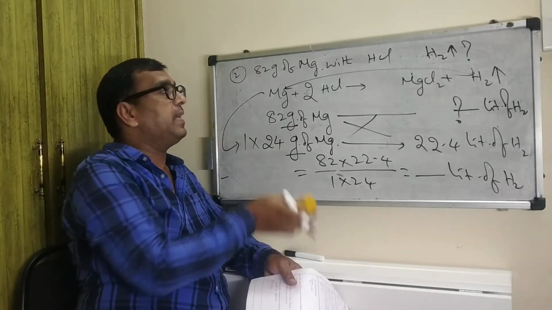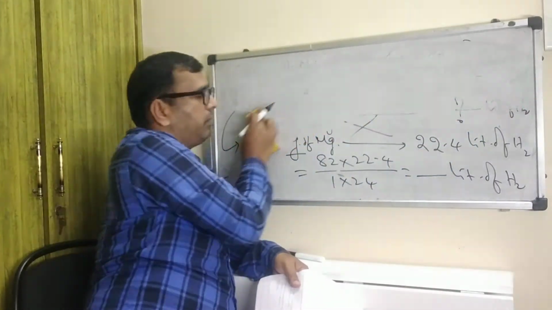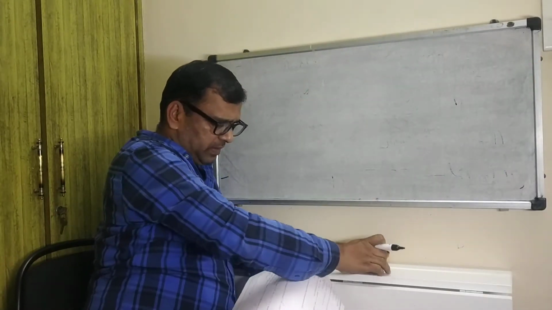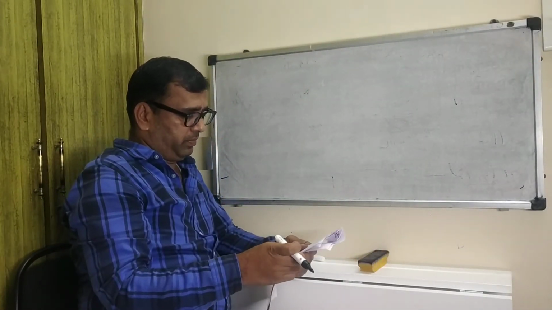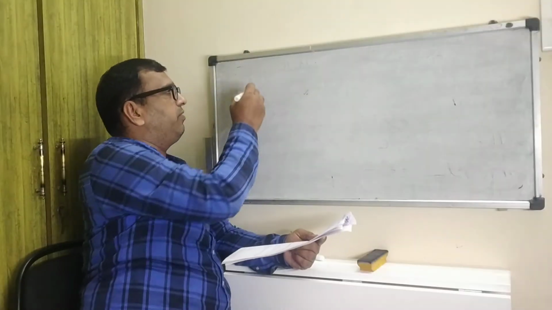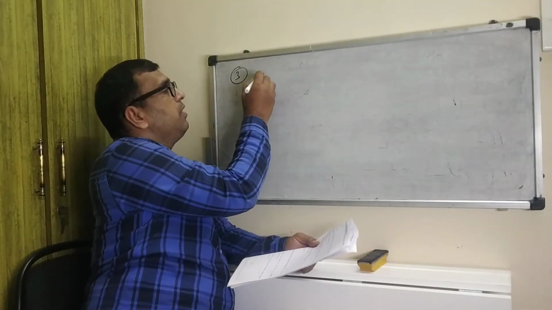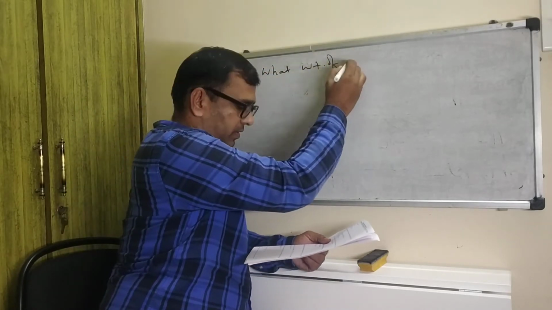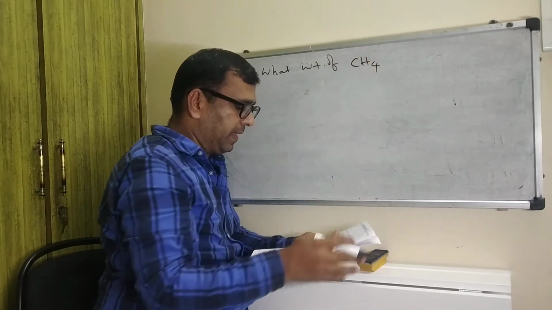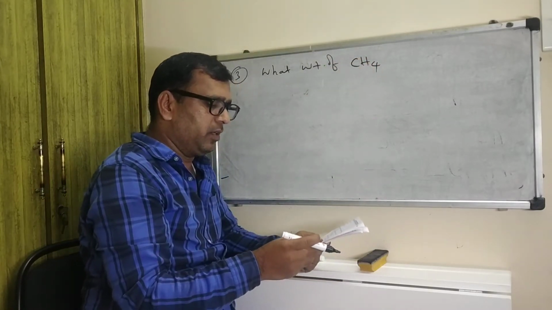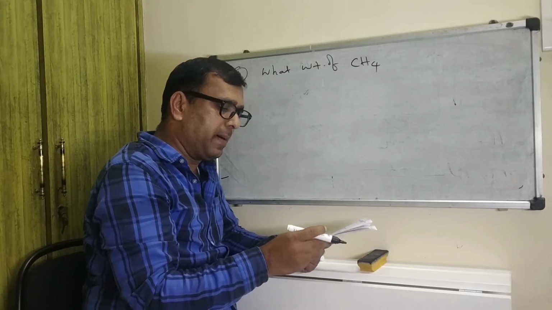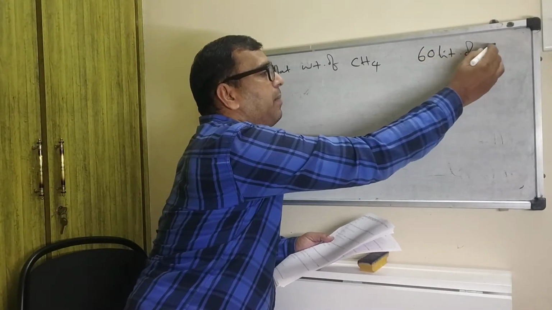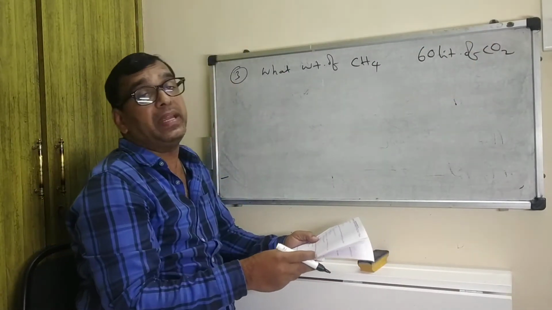Then I will give you one example homework problem for you. Now you have to do one problem. So here, third problem: what weight of methane is required to be burned completely to get 60 liters of carbon dioxide at STP.